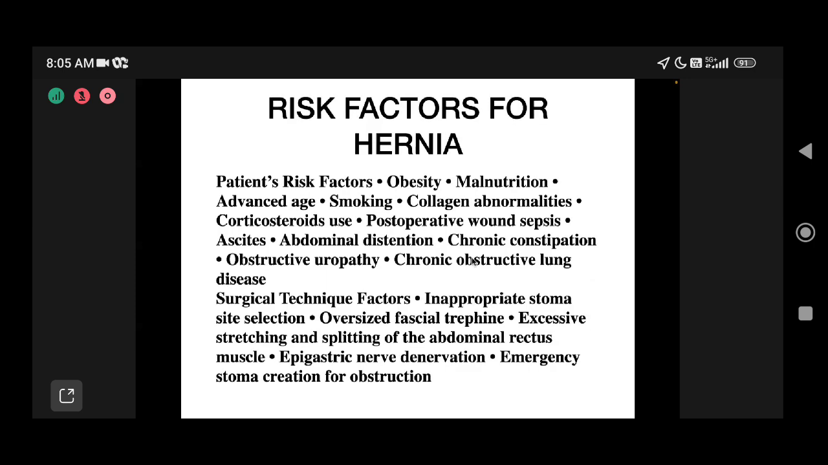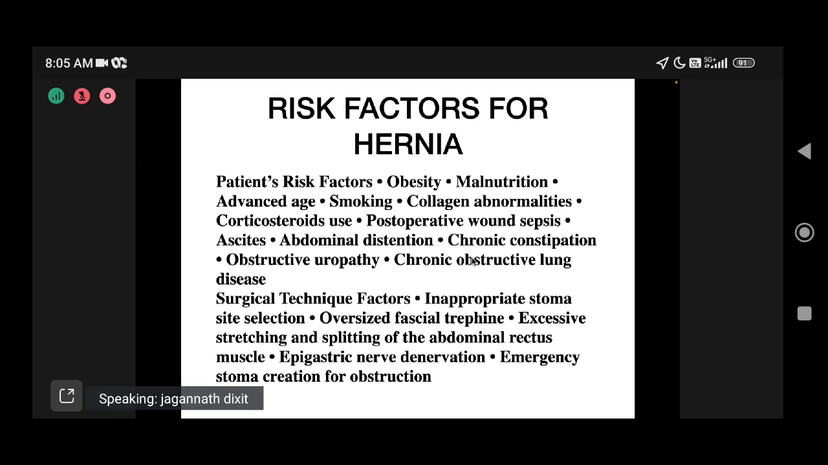So let us look at some of these risk factors. What are the risk factors for the development of hernia? One is obesity, malnutrition, advanced age, smoking, collagen abnormality, corticosteroid use, especially in those patients. I have come across a patient post-renal transplant, with a burst abdomen, with a colostomy and parastomal hernia, and then we also have wound sepsis because of the retraction. Then patients who have progressive disease, ascites, abdominal distension, then obstructive pulmonary disease like COPD, these patients tend to have parastomal hernia.